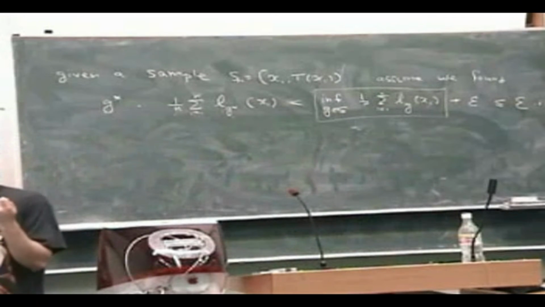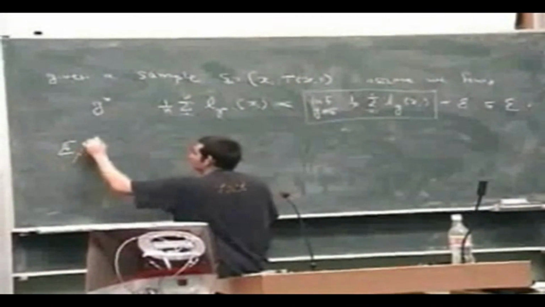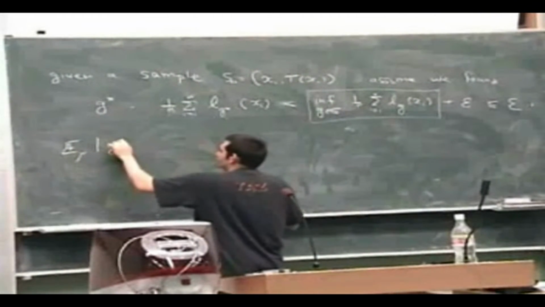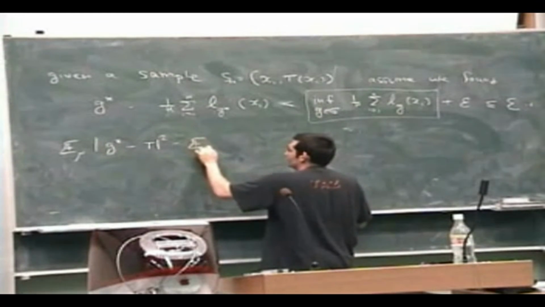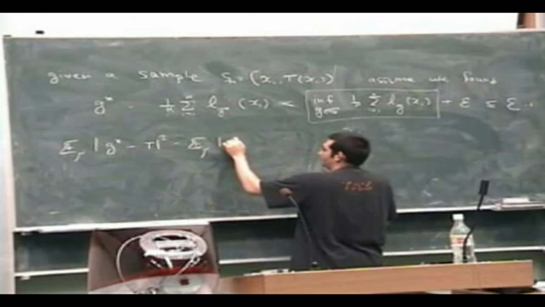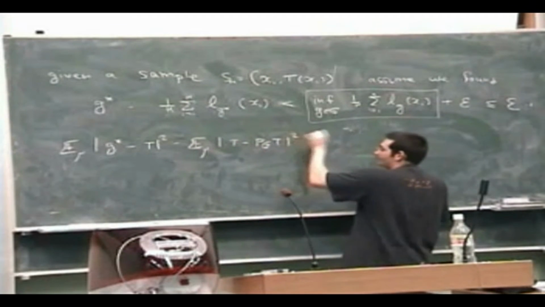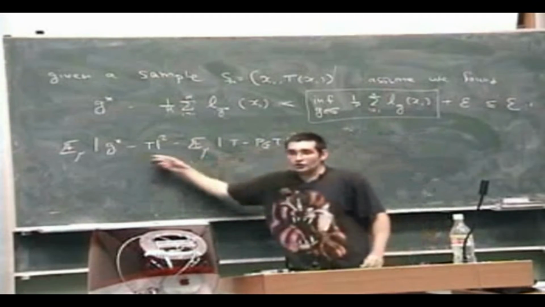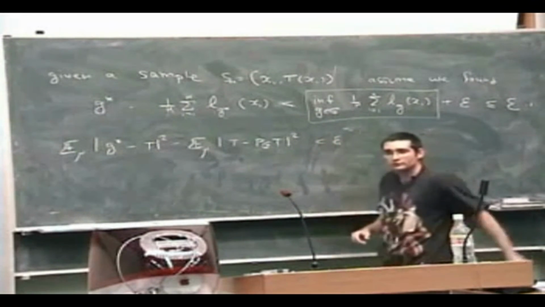So this is the problem I have, right? I have a function which has an empirical mean smaller than epsilon, and I want to show whether its actual mean is smaller than 2 epsilon. Okay? That's the only question I want to address. Now forget everything I said so far.